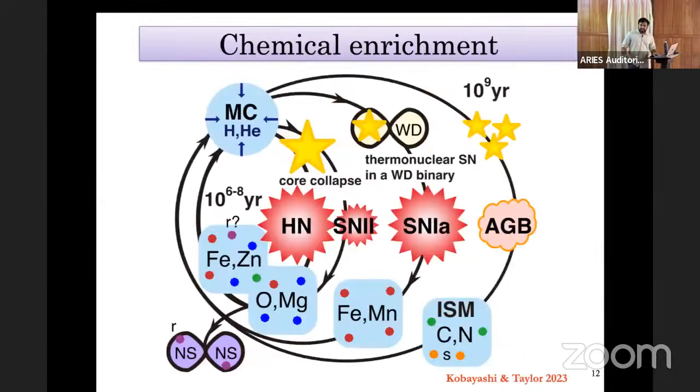So in addition to alpha elements, there are many other elements like carbon, nitrogen, s-process elements, and neutron star mergers, which lead to the r-process elements. So all these different elements also carry information about the formation and evolution of the Milky Way if we are able to estimate these abundances accurately.